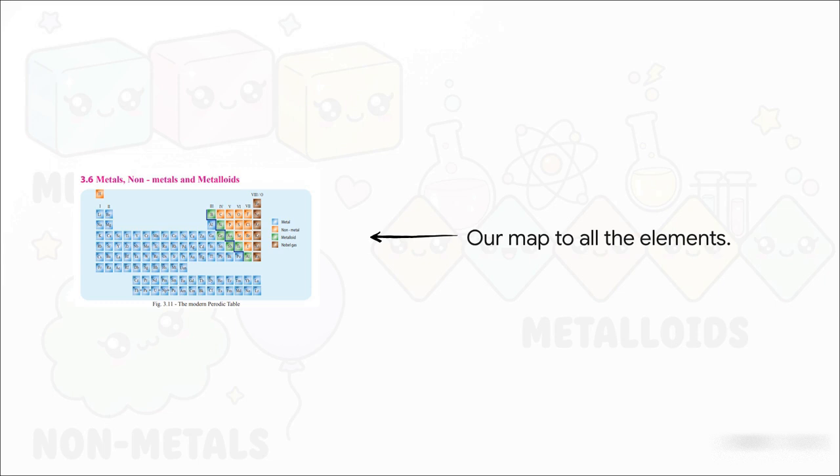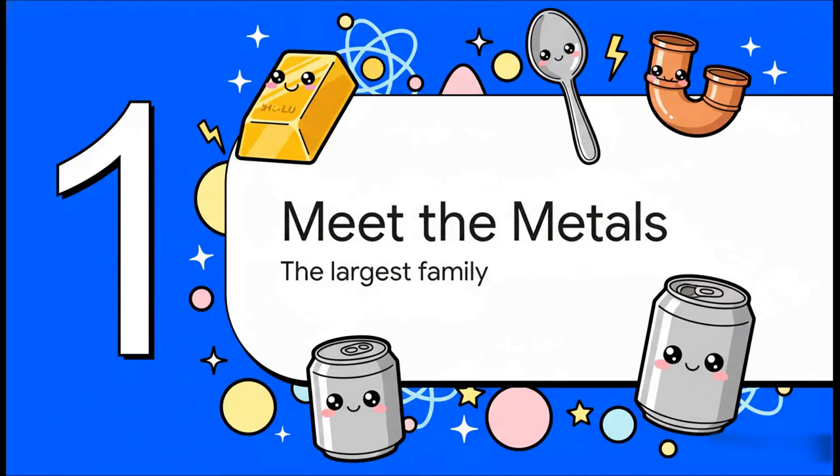See, both the car door and the air are made of elements, but they come from totally different families. This table isn't just some boring old list. It's a map. A map that organizes all the building blocks of our universe into distinct neighborhoods, each with its own personality. All right, first stop on our tour, we're heading to the biggest neighborhood on the block, the one that absolutely dominates the landscape, the metals.